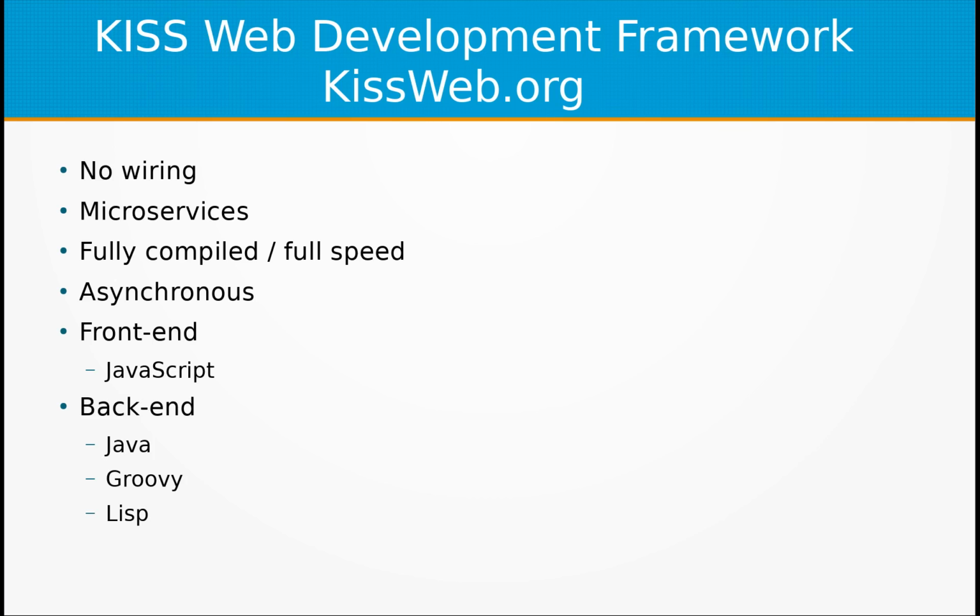For starters, web services under KISS have the following properties. First of all, there's no wiring. That means when you add a web service, there's no XML file, JSON file, or properties file, or anything to set to configure it. If you just create the file, it's there. That's all there is to it.